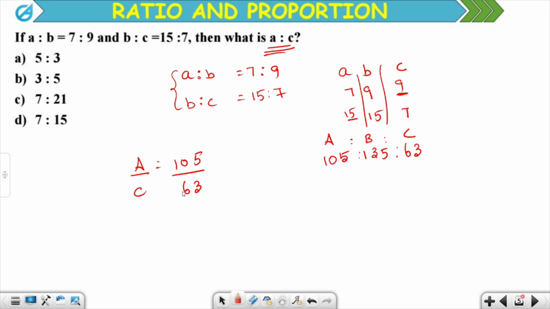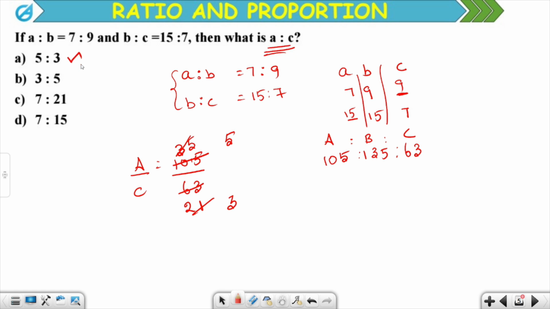Yes. By which table? 3 table. How many times? 21 times. So this one, 3 table, 3 times. Okay, so 35 times. Again, can I cancel it? Yes. By 7 table. How many times? 5 times. And this one is nothing but 3 times. So the ratio of A and C is nothing but 5 is to 3.